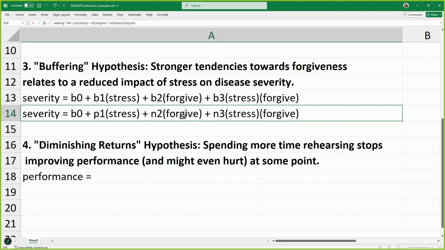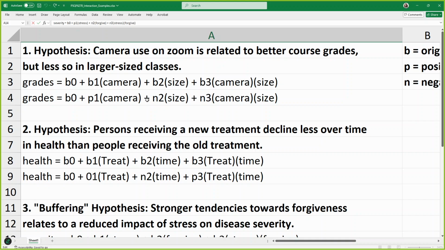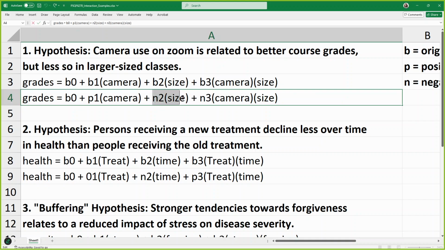But yeah, each of these things we could go the other way too. So in this case, we could talk about how the benefit of forgiveness, like that's how I would talk about more forgiveness being related to less severity. The benefit of forgiveness is enhanced, is stronger in stressed out people. We could do the other thing too, if I wanted to focus on the effect of class size, I would say that being in a larger class is even worse for you if your camera's on.